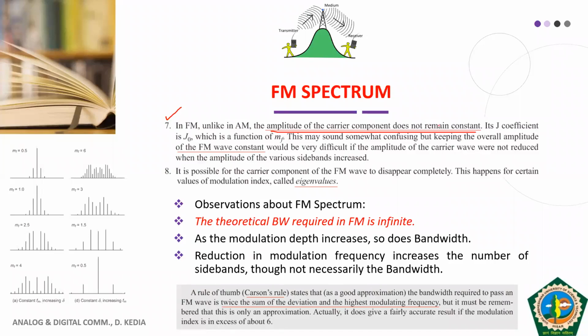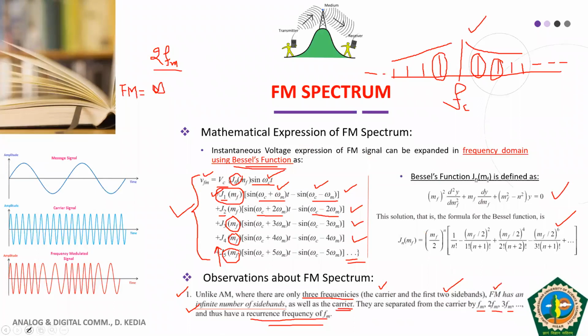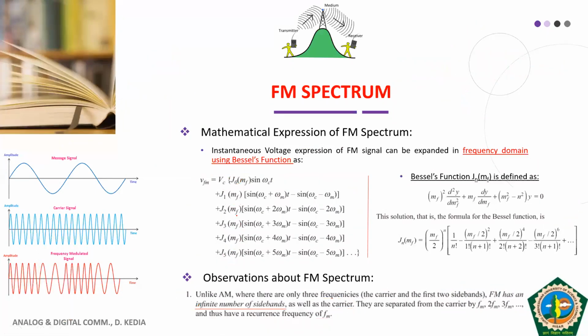When I say that in case of FM, amplitude of carrier remains constant, that means the overall amplitude of FM is constant, not the individual carrier component amplitude. Let me go back to the previous slide. So you again look at this slide carefully.